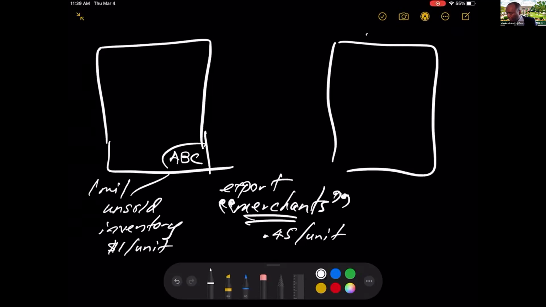So you're trying to get rid of it. This merchant is offering you 45 cents a unit. So that is $450,000 that they're giving you in cash right now. Now you've got this inventory sitting in your warehouse and it is not being sold. So $450,000 may look pretty good.